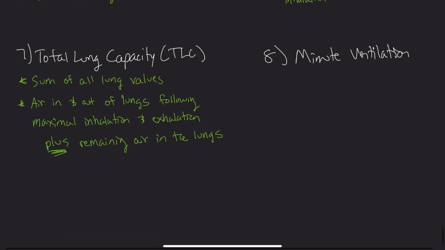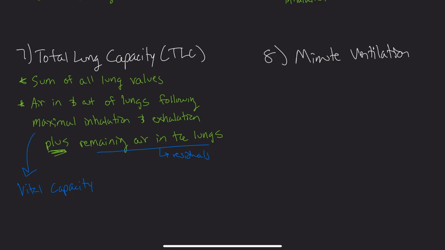So what you can think about this is, we talked about air in and out of the lungs following max inhale. So what is that? That is going to be your vital capacity, and then air remaining in the lungs, this is your residuals. So max in, max out, plus everything left over. That's going to be your total lung capacity.